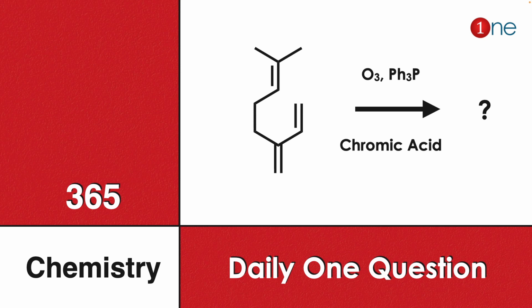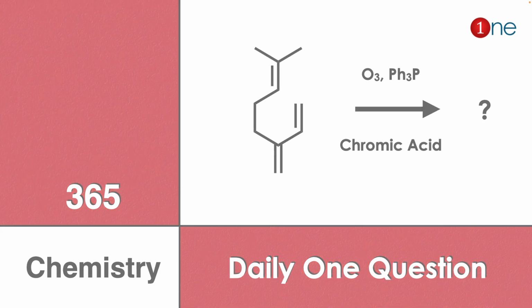Here you have a linear chain molecule with many alkenes. One is terminal, one is conjugated, one is isolated with multi-substitution. We are reacting with ozone and phosphine. Next step we are using chromic acid. You have to guess what will be the final product.